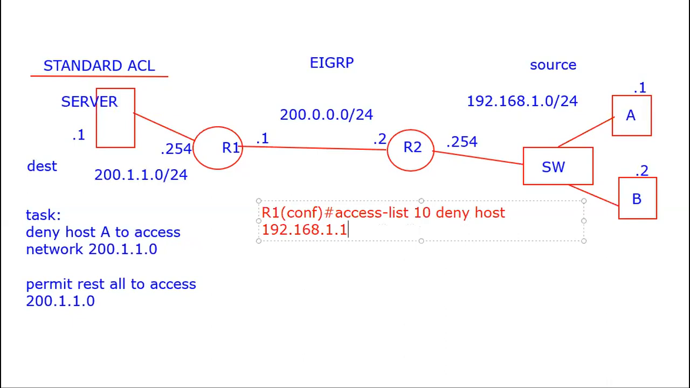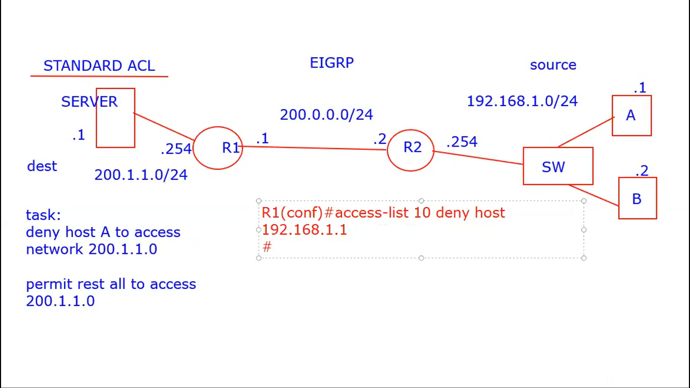If you're talking about the entire network, let's say you want to block the entire 192.168.1.0 network, then you don't have to write host. Just write access-list 10 deny, then the network IP and wildcard mask like this. Supposing that I'm blocking the entire 192.168.1.0 network, I will type 192.168.1.0 with wildcard mask 0.0.0.255. But here I want to block host A only, so I will write host and the host IP 192.168.1.1.